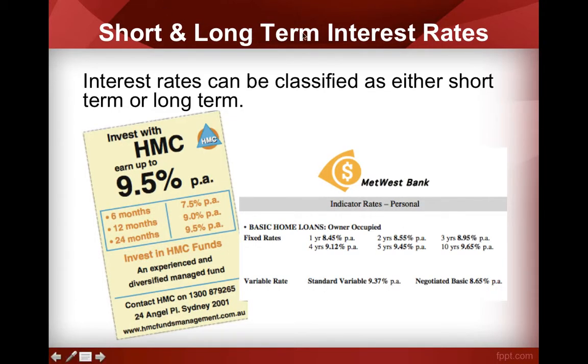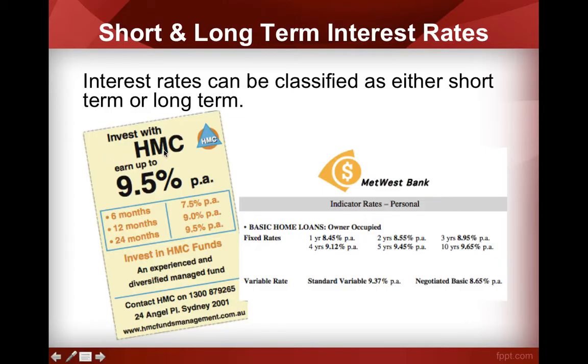So short and long-term interest rates are different. Interest rates can be classified as either short-term or long-term. If you have a look here, you can see a poster that says invest with HMC and earn up to 9.5% interest per annum. So they're asking you to invest your money into their financial institution.